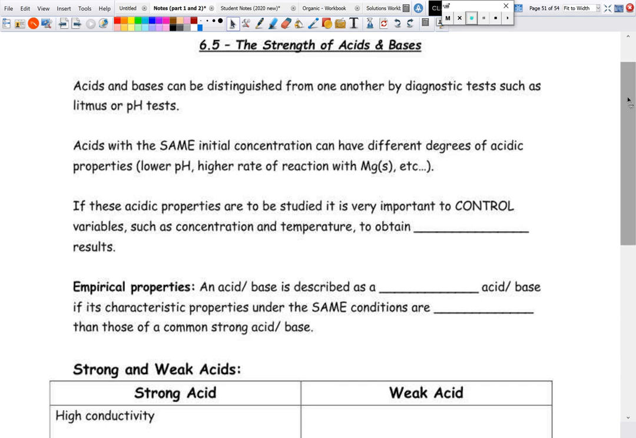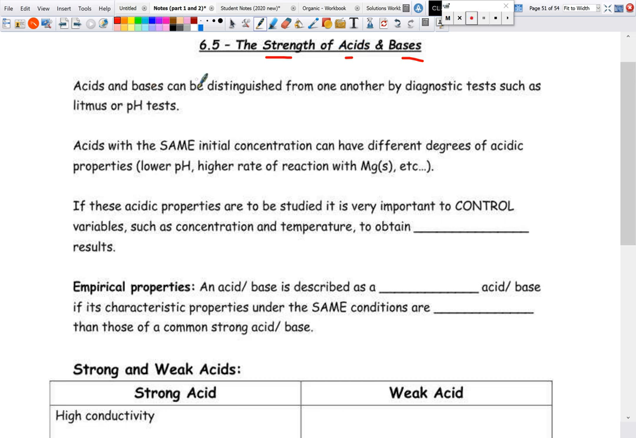Alright, welcome back to our second last lesson of our solutions unit, and this is where we're just going to be looking very briefly at the strength of acids and bases, because not everything is going to be a strong acid or a strong base. So we're just going to look at how we actually measure the strength of acids and bases.